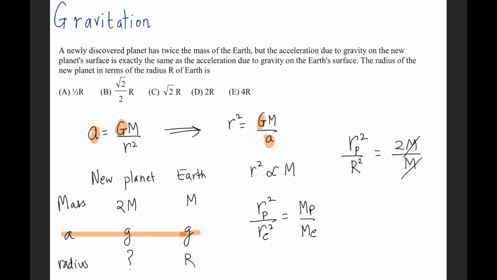So we can cancel this out and we can write this as Rp square is equal to 2R square, and Rp will be equal to, I'll take square root on both the sides and it will become square root 2 R. So that's C here, that's our right answer.